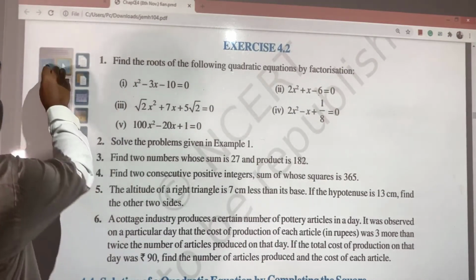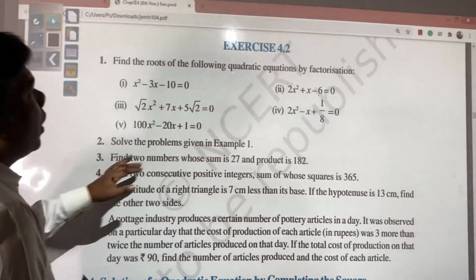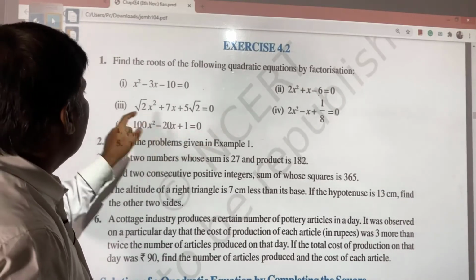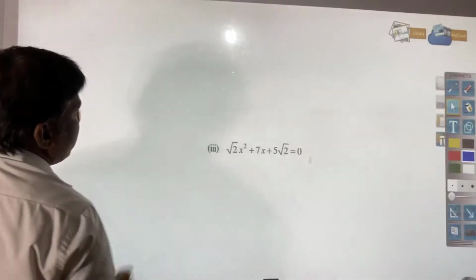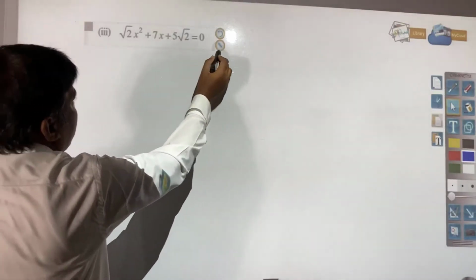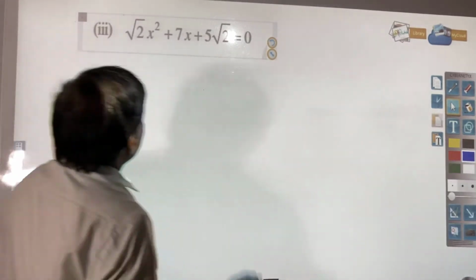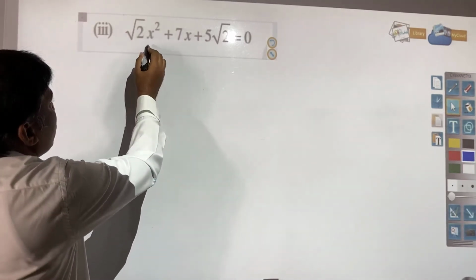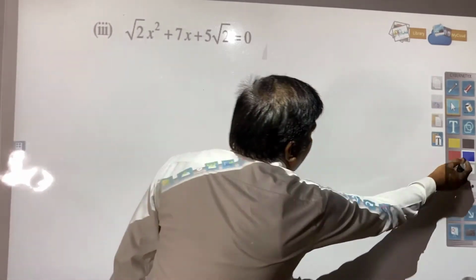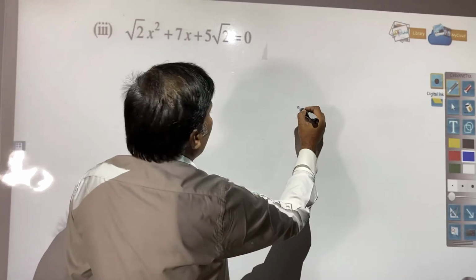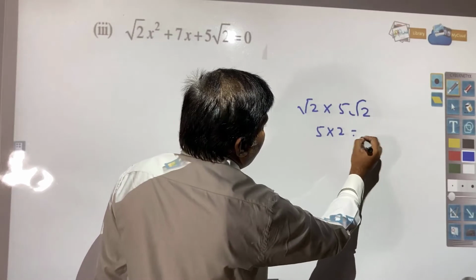Now here you see, any other question you take. Suppose we will take question number 3. Here you see, again the same thing is required to be done. First term you have root 2 x square, and last term you have 5 root 2. So root 2 into 5 root 2, you will get 5 into 2, it means 10.